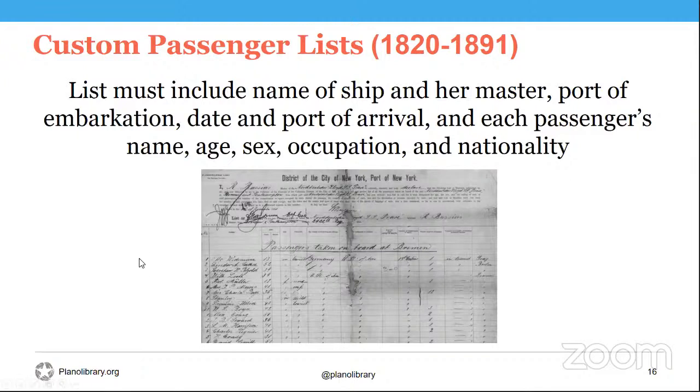But I will say that sometimes the index is not always correct, and it's easier sometimes just to look at the scan itself rather than to depend on the indexer, because they didn't always read the handwriting the same way as you or I would read the handwriting.